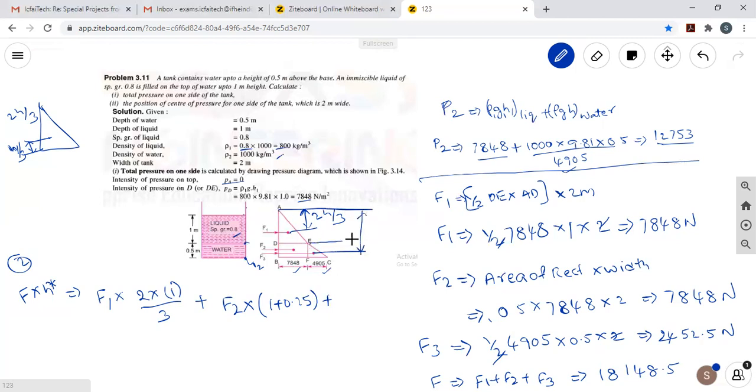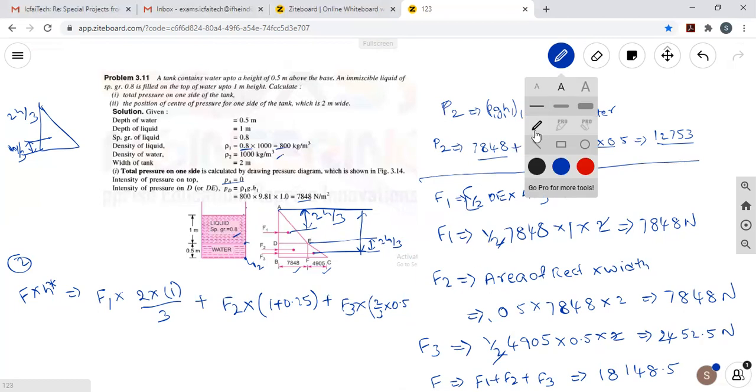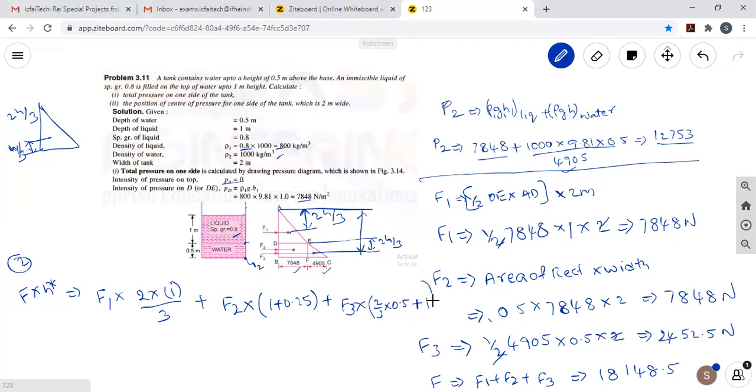If you observe the distance from here to the top end, this is 2H by 3 and the remaining distance is 1. So first I'll write F3 into bracket start 2H by 3. It means 2 by 3 into 0.5, 2 by 3 into 0.5, plus the remaining distance, 1.